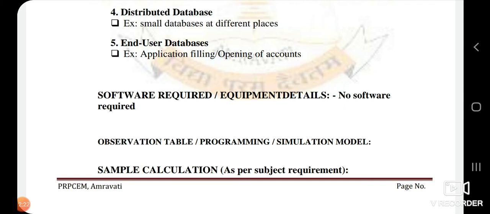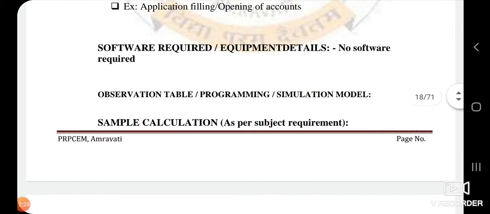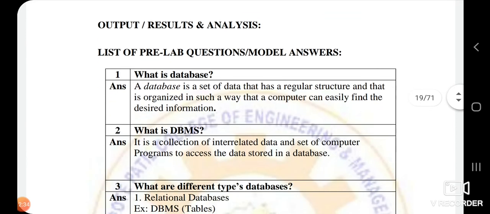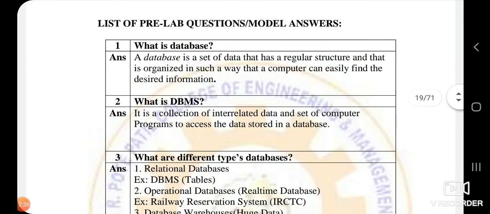But there are some things that pre-lab, post-lab, I'll tell you later what needs to be done for it. So software required, there is no software required. Then observation table, there is no observation table, and there are no calculations in this. Now what is the output or result or analysis? So pre-lab questions with model answers. Pre-lab questions means you must know what is database.